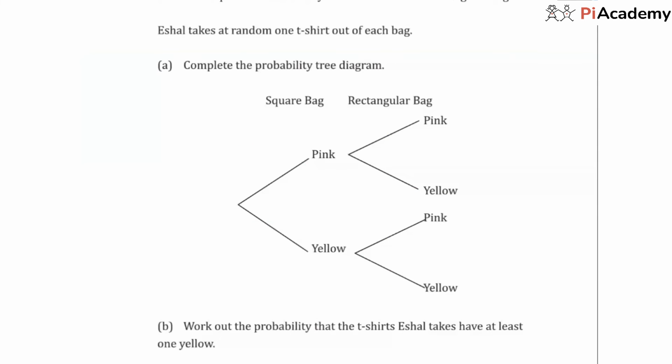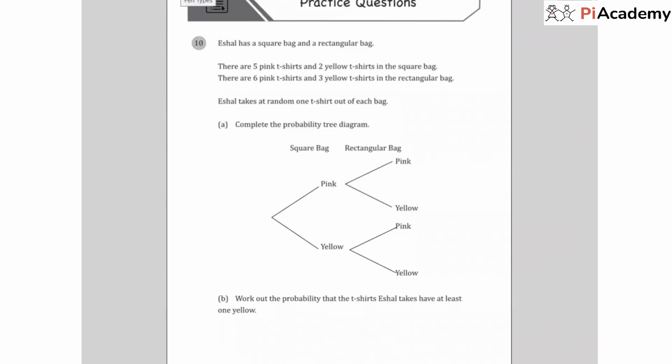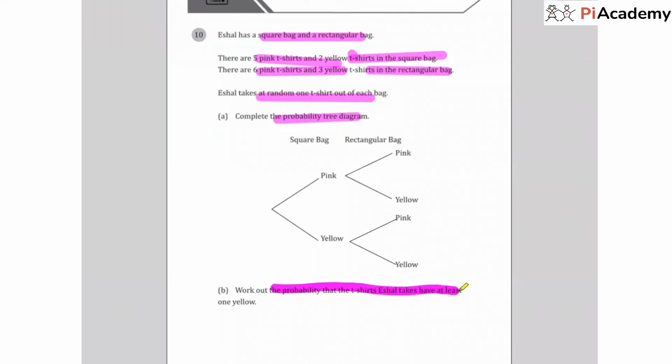Okay, let me zoom in a bit so that you can see the question. Can you see that? Ishal has a square bag and a rectangular bag. There are 5 pink t-shirts and 2 yellow t-shirts in the square bag, and 6 pink t-shirts and 3 yellow t-shirts in the rectangular bag. Ishal takes at random one t-shirt out of each bag. Complete the probability tree diagram, and work out the probability that the t-shirts Ishal takes include at least 1 yellow. Go ahead, try that. I'll ask one of you. Arav, maybe you should explain this.